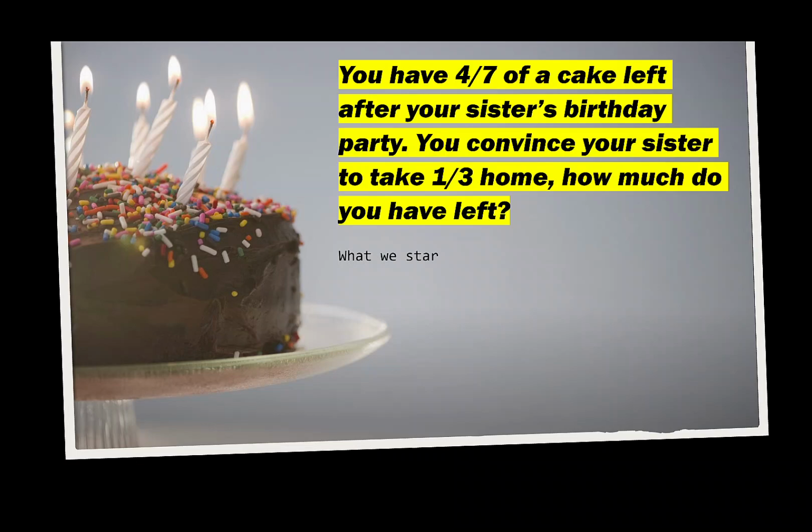Let's start with the strategy. To figure out what we have left, we need to look at what we started with, and then we're going to subtract how much we give away. We know we started with 4/7 of the cake. We gave away a third of 4/7. We're not giving a third of the cake away, we're giving away a third of 4/7. We need to subtract these two numbers.